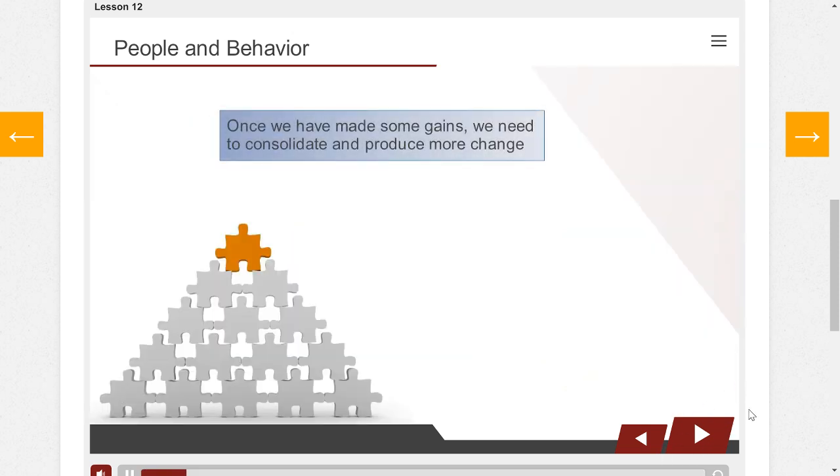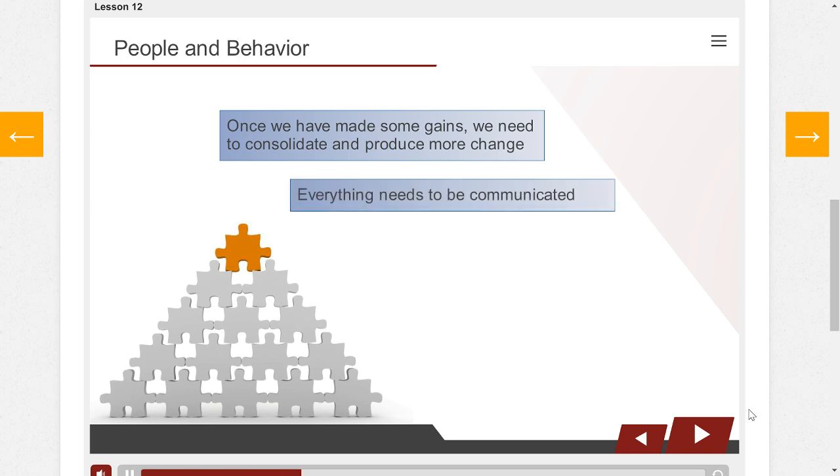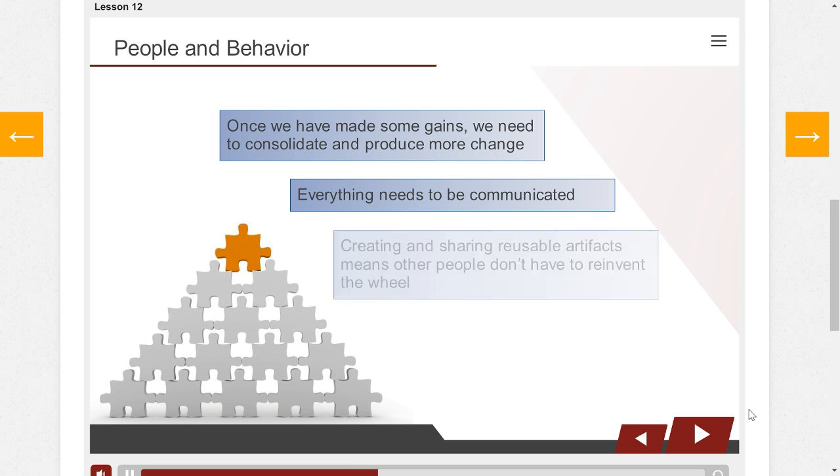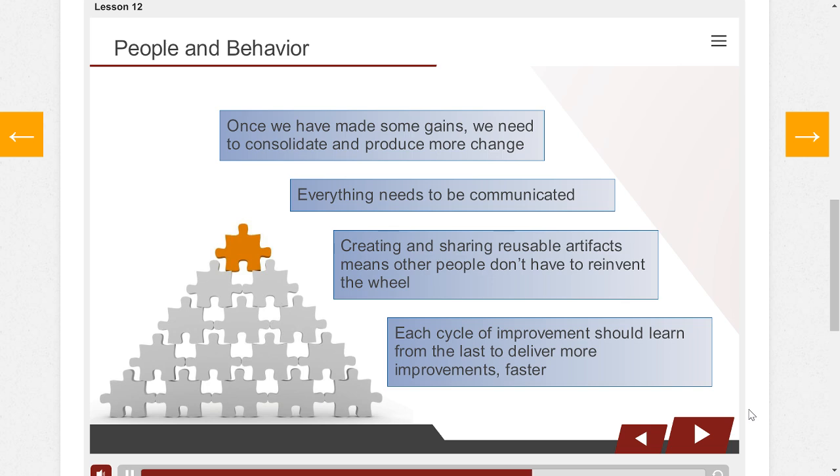Once we've made some gains, we need to consolidate and produce more change. Everything needs to be communicated: successes, failures, and lessons learned. Creating reusable artifacts and sharing them means other people don't have to reinvent the wheel. Each cycle of improvement should learn from the last to deliver more improvements faster. Training is essential, and the tools and techniques can become more sophisticated as knowledge grows.